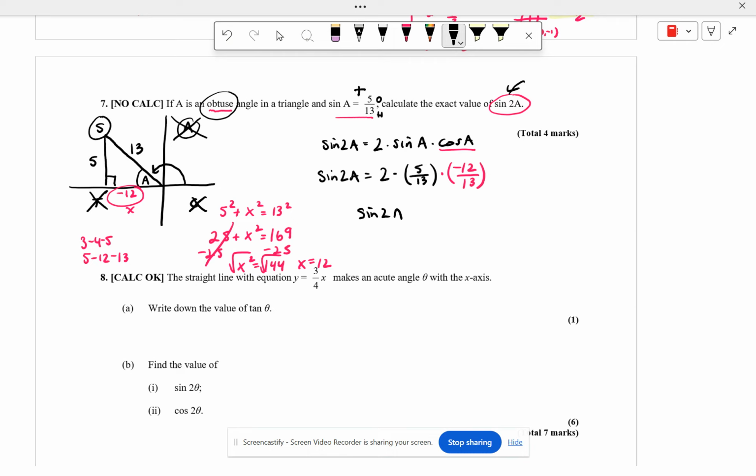So the sine of 2A is equal to negative 12 times 2, which gives me negative 24, and then times 5 gives me negative 120 over 13 squared, which is 169. And you don't have to reduce because it's no calculator. Boom. Oh, wait, we're highlighting. Excuse me.